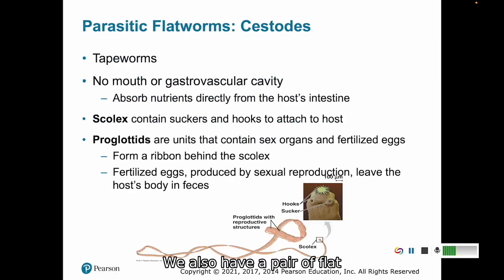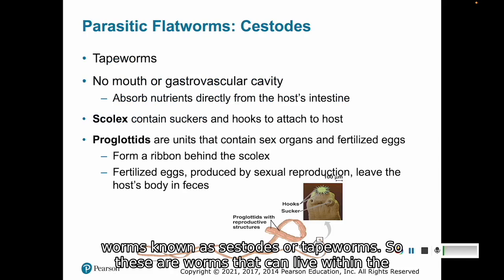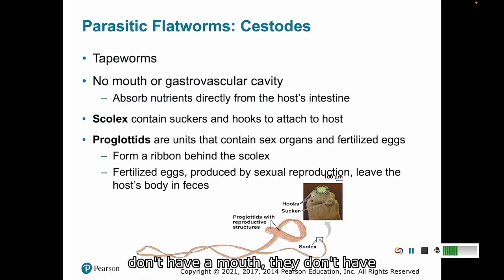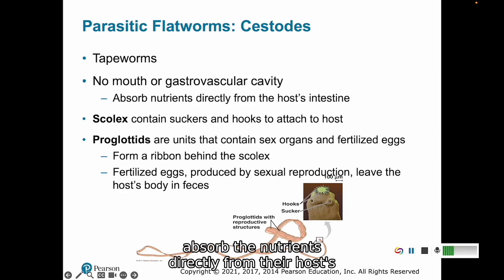We also have parasitic flatworms known as cestodes or tapeworms. So these are worms that can live within the intestines of humans and other animals. They don't have a mouth. They don't have a gastrovascular cavity on their own. Instead, what they do is they absorb the nutrients directly from their host's intestine.